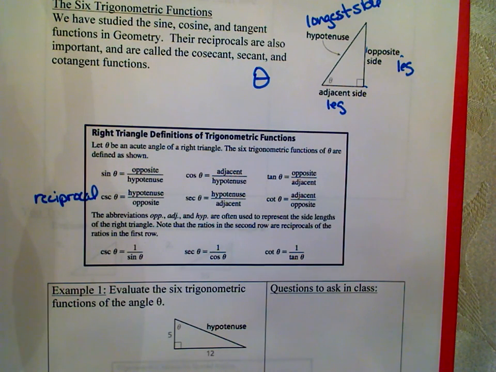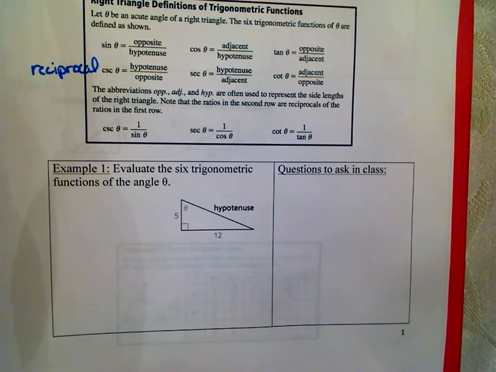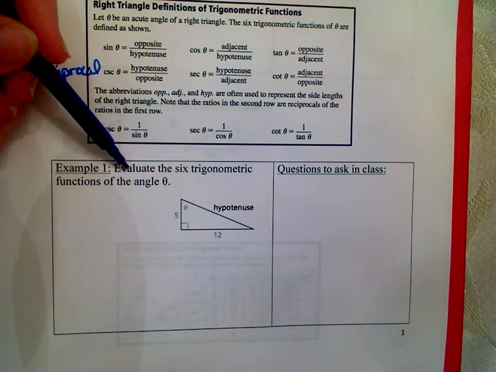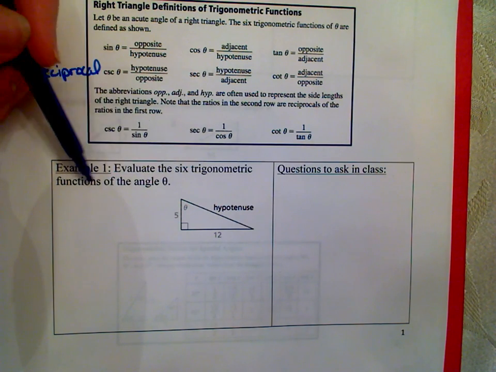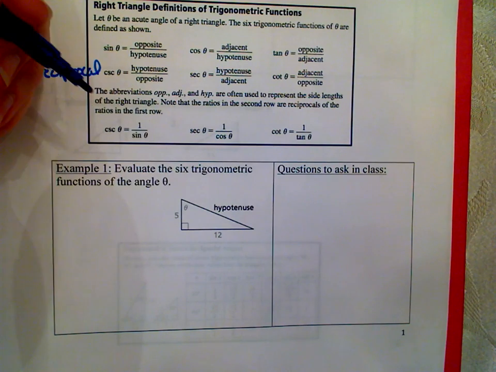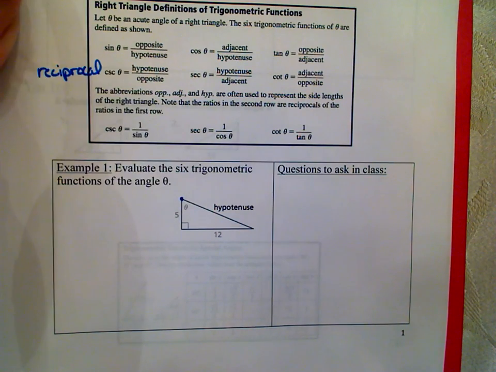Now, for the first part of this, what we're going to be doing is we're going to be given some sides of a right triangle, and we're going to come up with those ratios for that particular angle. So if you look at this picture right here, it says evaluate the 6 trigonometric functions of the angle theta. So when they tell you to look at this angle theta, that is your starting point or your point of reference. So this is the angle that we are starting from.